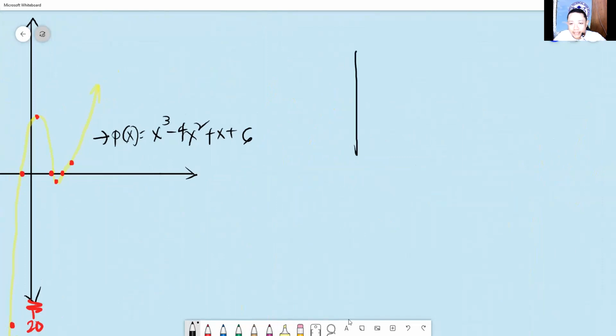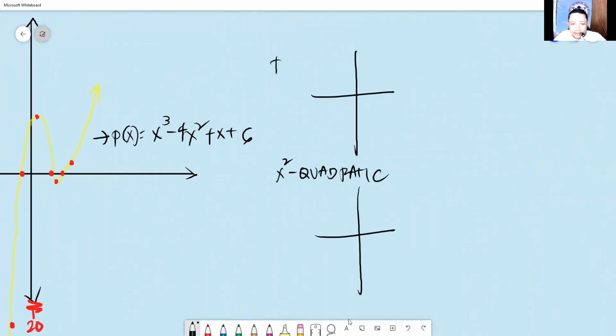Siyempre, simula tayo sa quadratic. When we say quadratic, x squared. Quadratic. Everybody listen. If it's a positive quadratic, positive x squared something.